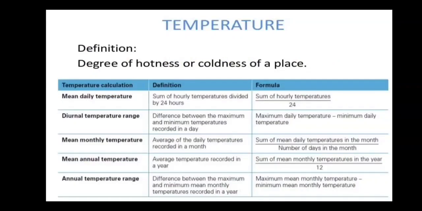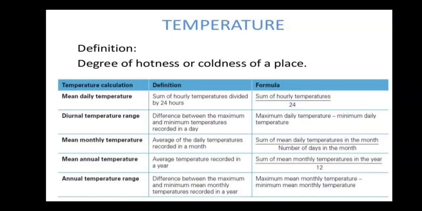Temperature is the degree of hotness or coldness of a place. Temperature is calculated by taking the mean or by taking the range. When we are taking the mean, it is calculated in three manners: daily, monthly and annually. First, mean daily temperature is the sum of hourly temperatures divided by 24 hours. Sum of hourly temperatures divided by 24, that is the formula for it.